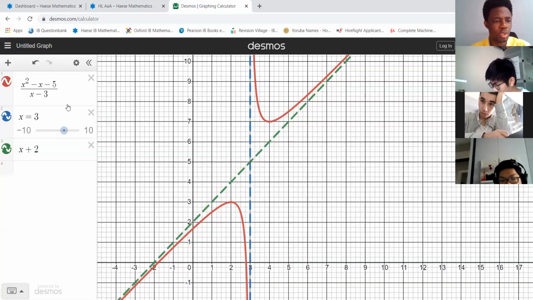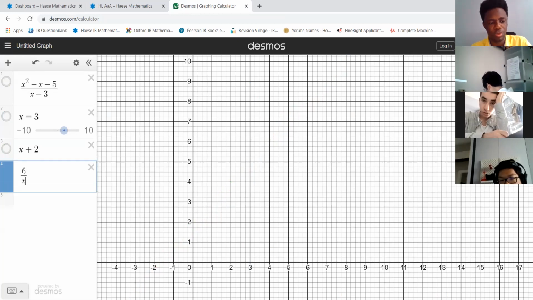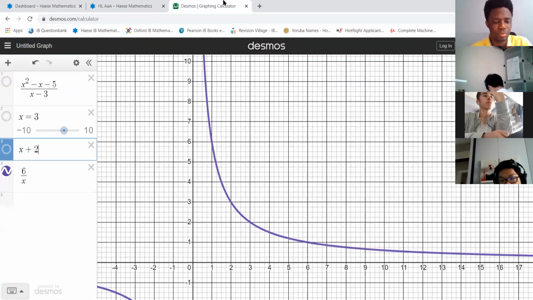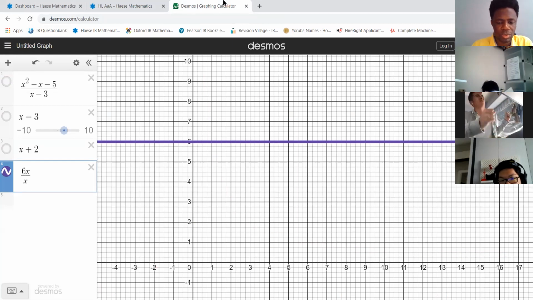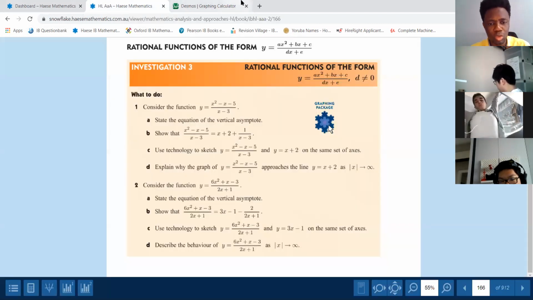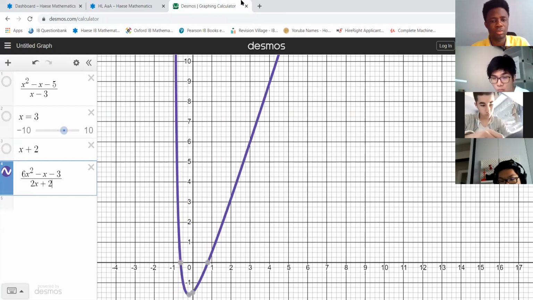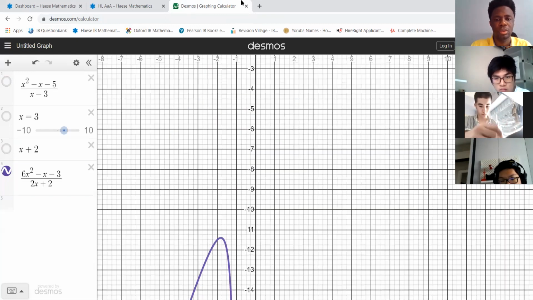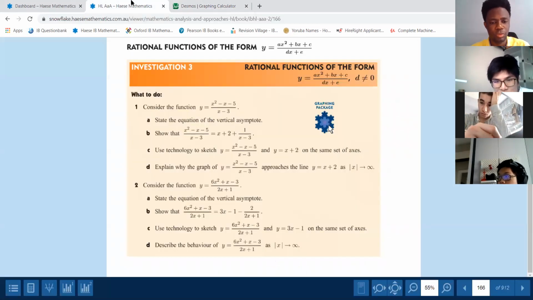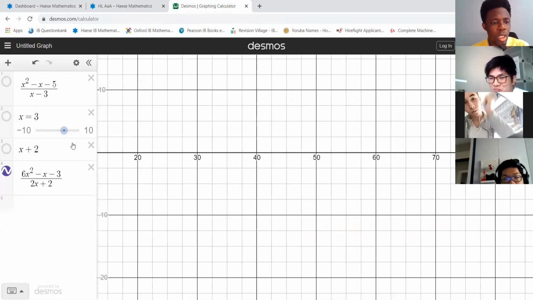Consider this. So let's plot that on the same axis. We have 6x squared minus x minus 3, then divided by 2x plus 1. That's what we have. Then the first question, yes. Plus 1 at the bottom.